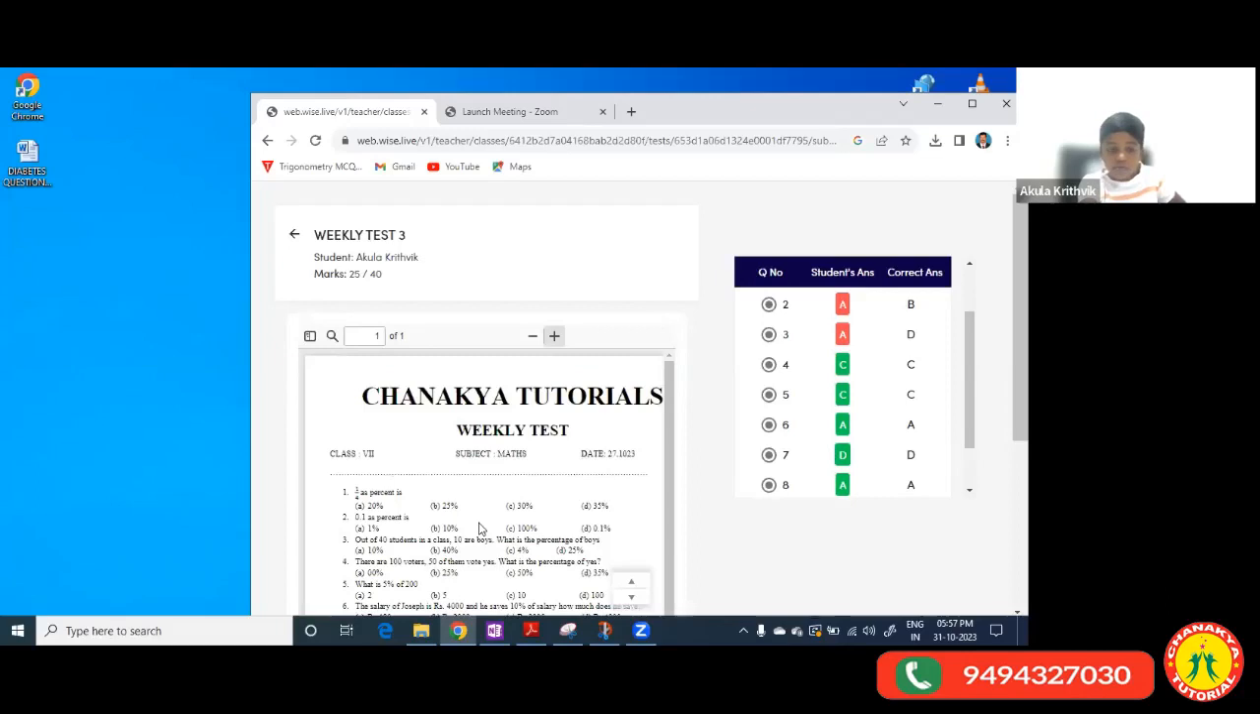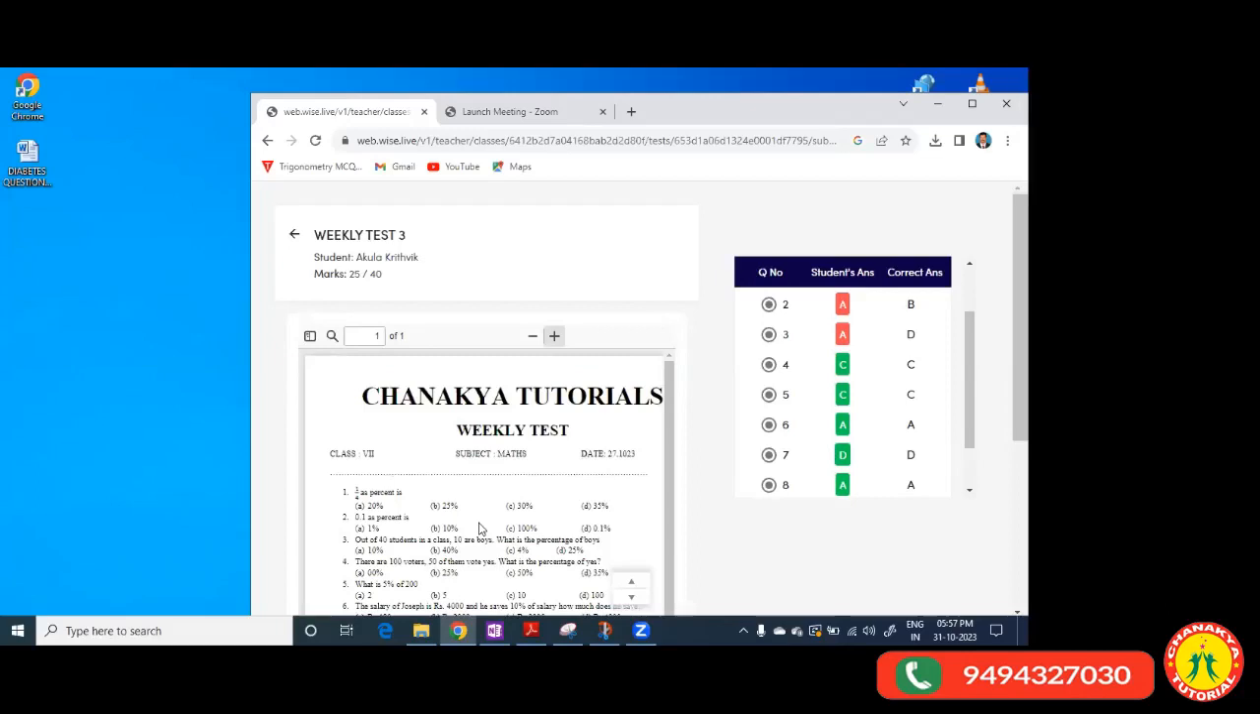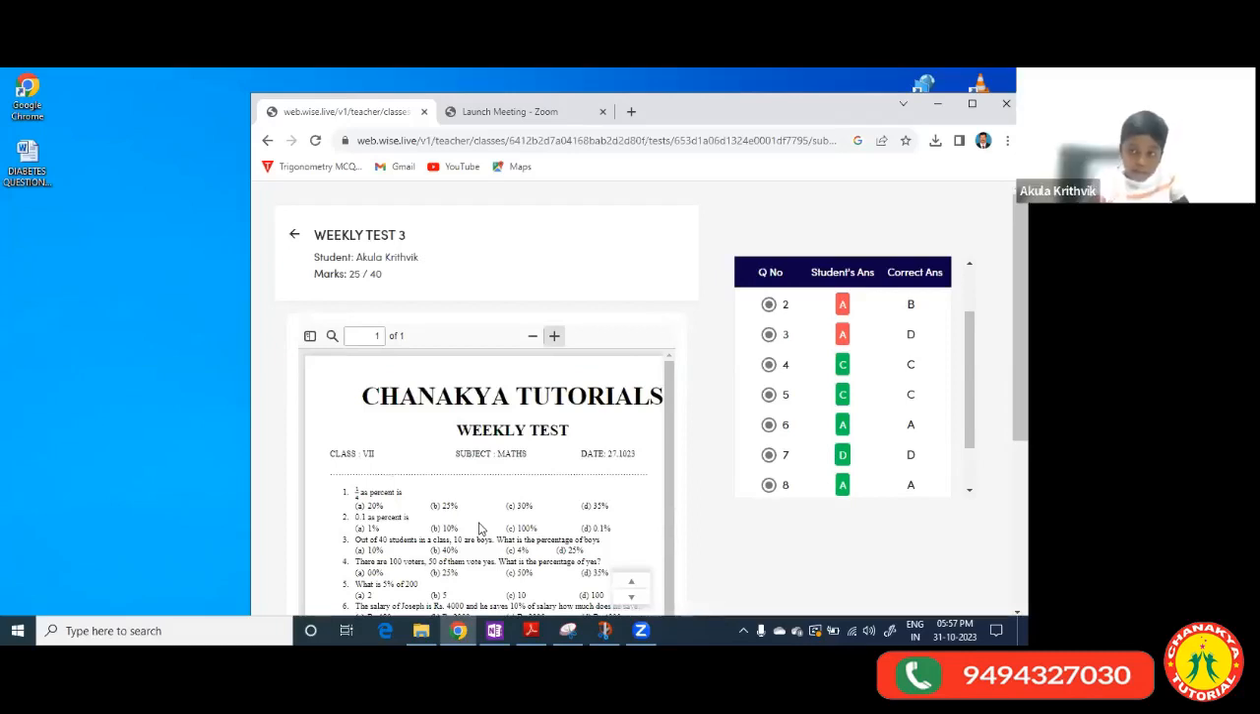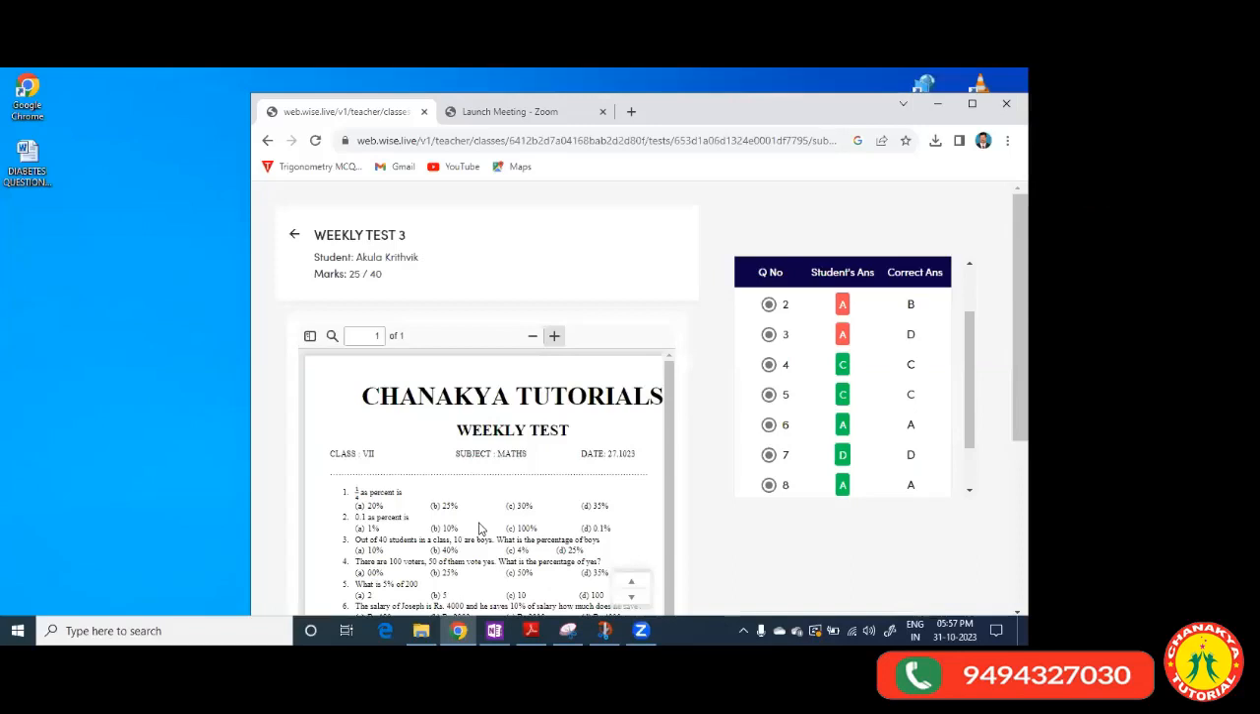It's 10%, 0.1. 0.1% means 1 by 10 into 100. 0 cut, 1 10 is 10%. So B is the correct answer, right? Sir, I didn't check that. You know this, but you made a mistake, right?